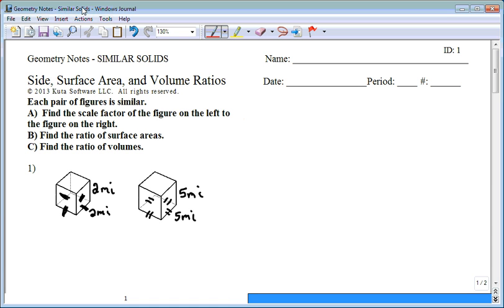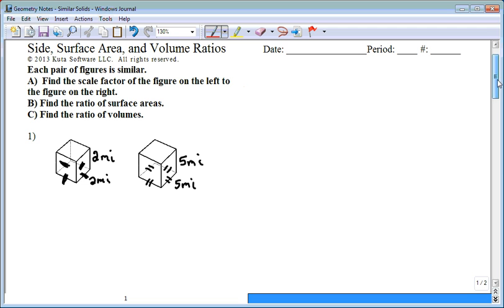Okay, at this point, we have dealt with the ratios of similar two-dimensional figures. Now we're going to talk about the ratios of similar three-dimensional figures, similar solids. So let's start with just our scale factor. We want to know the scale factor between these two figures.